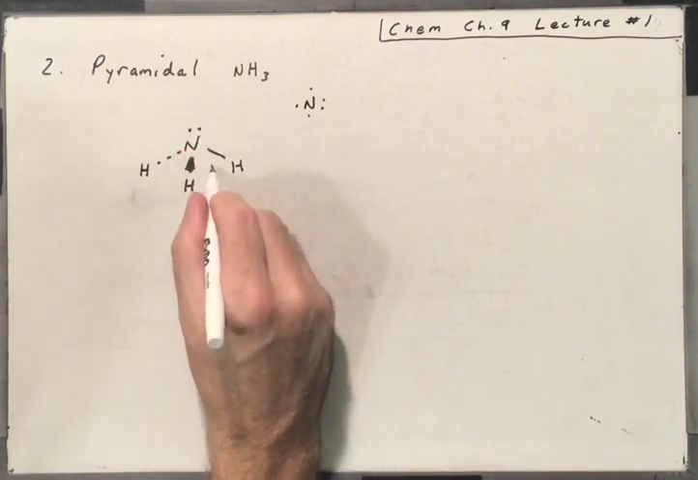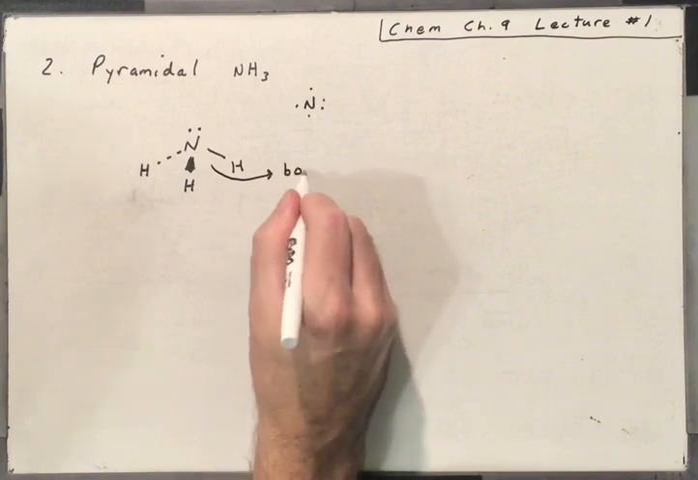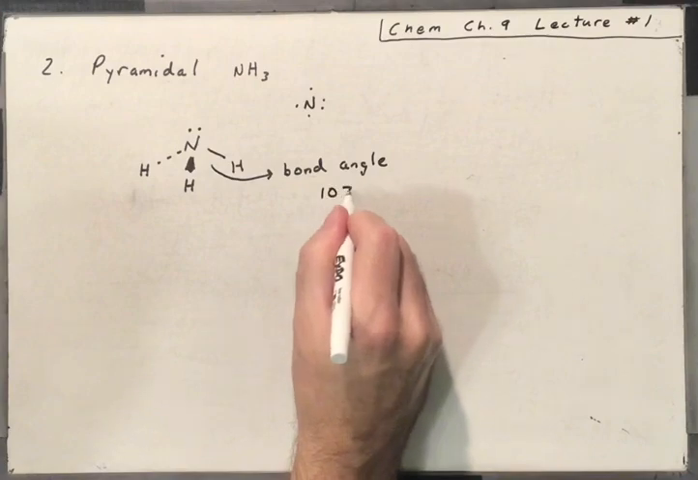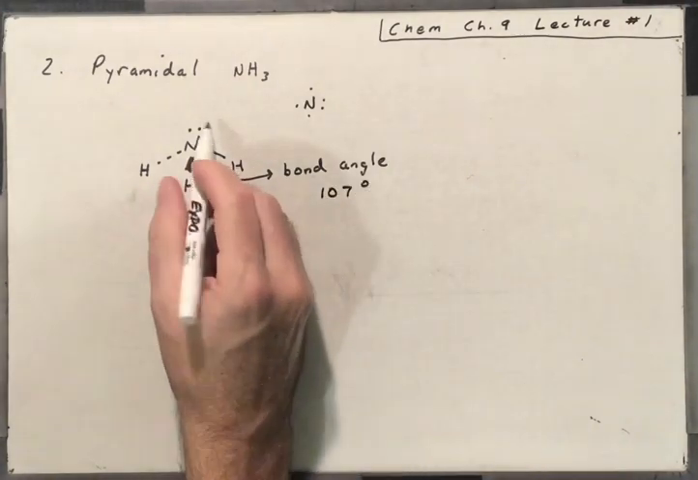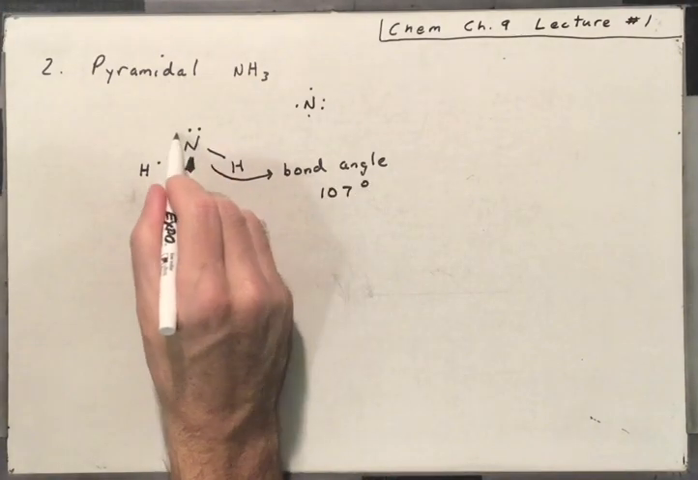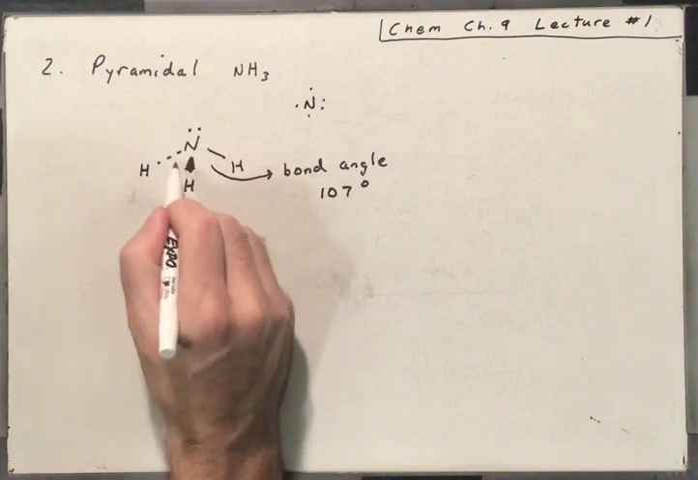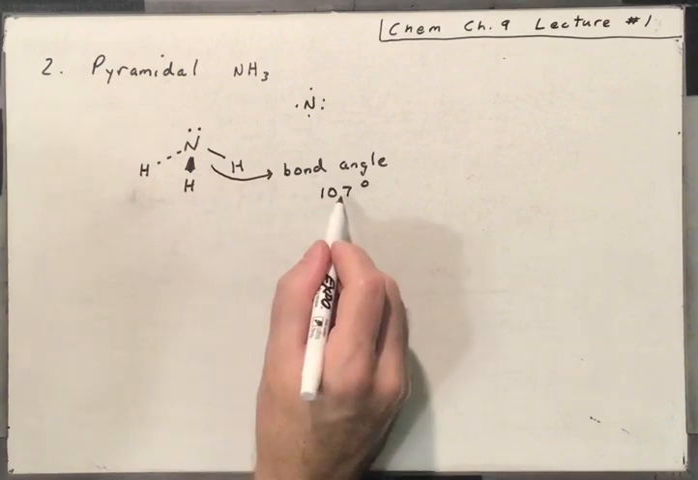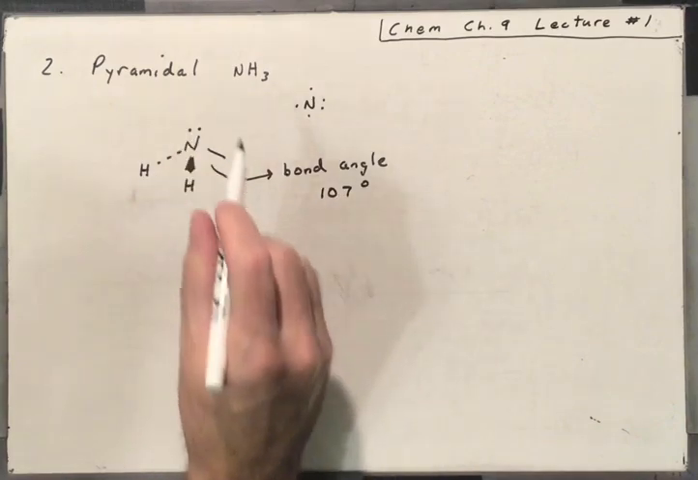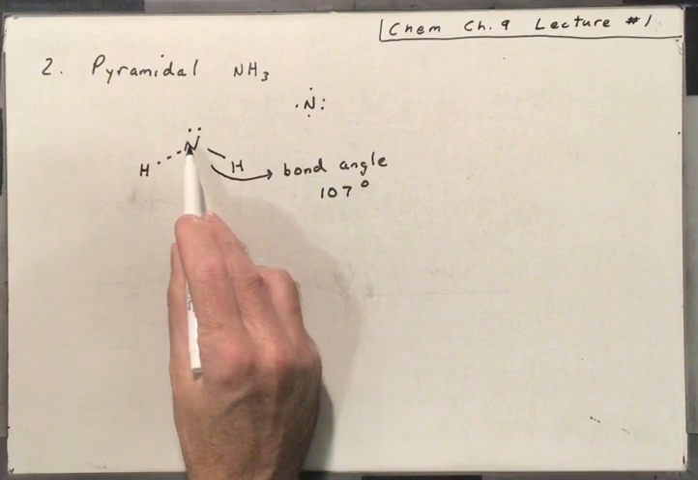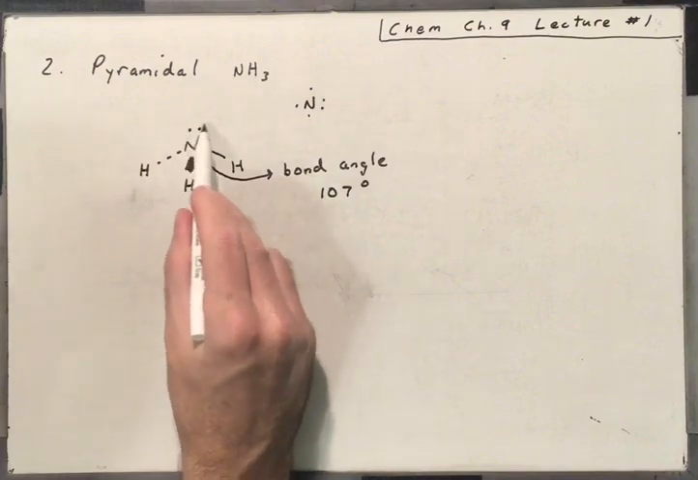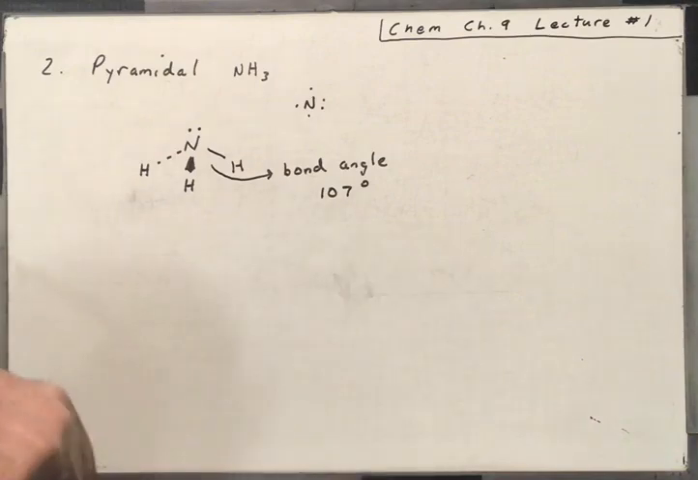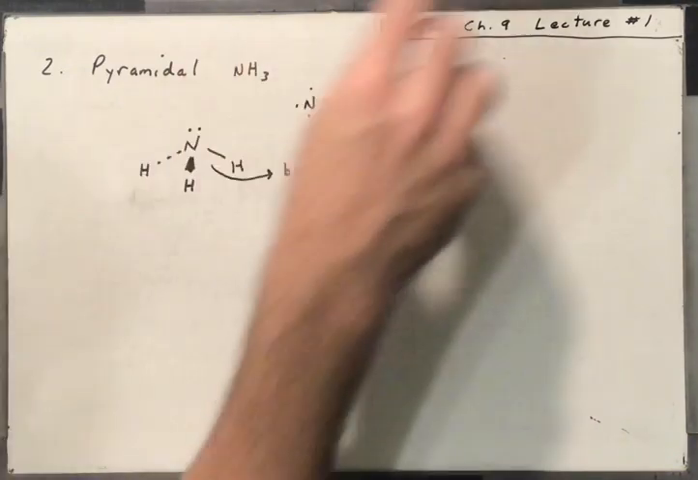The bond angle is 107 degrees. So why is it 107? Well, this electron pair influences the bond angle and squishes these bonds down just a little bit, another 2 degrees from the tetrahedral shape. All right, so that electron pair influences the bond angle, squishes it down just by 2 degrees. All right, that's pyramidal.